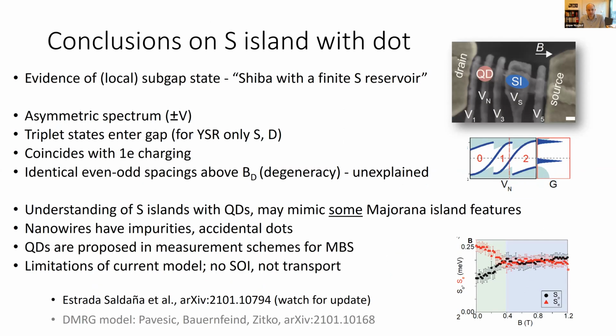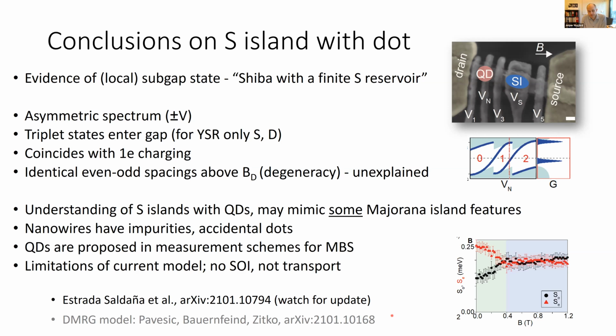Good. Let me just conclude on this part of the talk, which was a bit off track from the materials science. Let me just briefly say that we have good evidence of a new type of bound states, of subgap states, found when coupling a superconductor island to a quantum dot. They show this highly asymmetric spectrum. Triplet states matter. We see 1e charging and so forth. This work is on the archive and also matching very nicely with the modeling by Roxicus group. And I refer you to those preprints for further details.